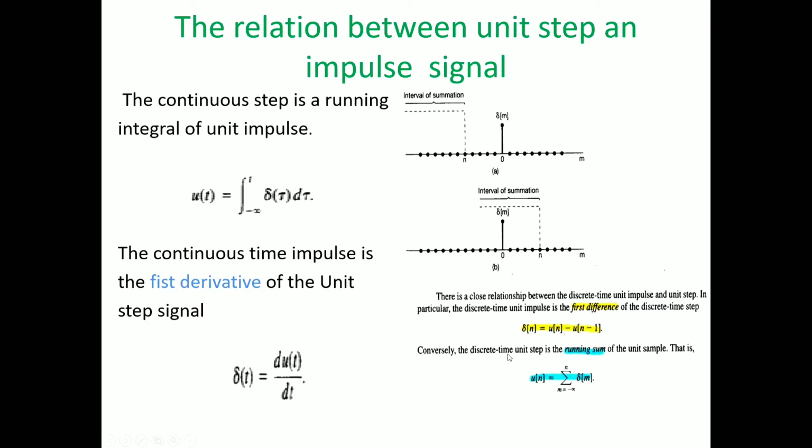Similarly, the discrete time unit step signal is the running sum of the unit sample signal. So that is u of n equal to the sum over m equal to minus infinity to n of delta m. That is the unit step signal derived from the unit sample signal.